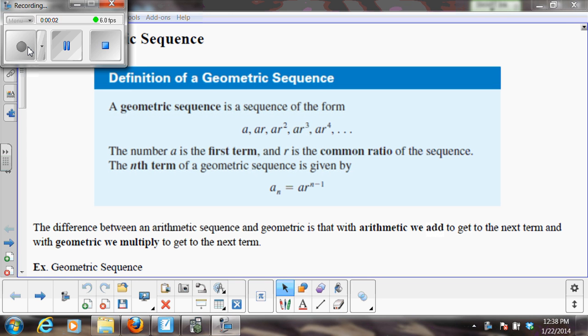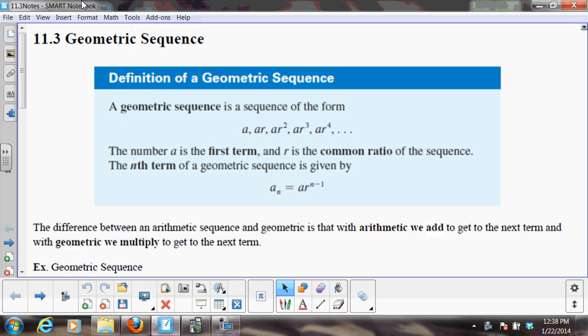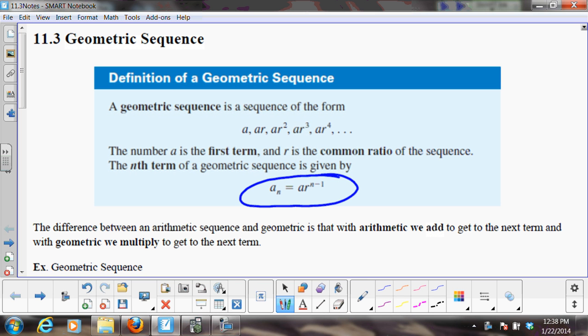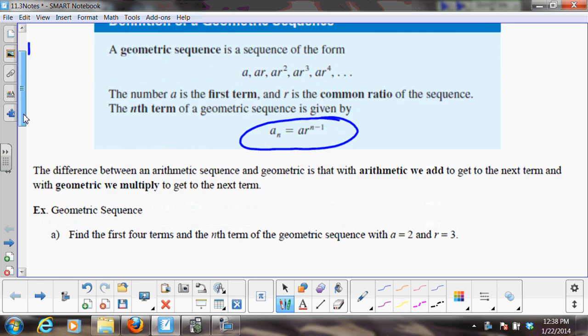This is section 11.3, geometric sequences. Here's a geometric sequence. The difference between geometric and arithmetic is that there is a common ratio with geometric, whereas you could divide the second term by the first term and get a value. Third term by the second term, get the same value. Fourth term by the third term and still get the same value. It's like multiplying to get to the next term.